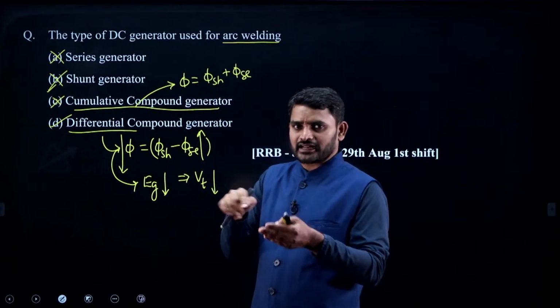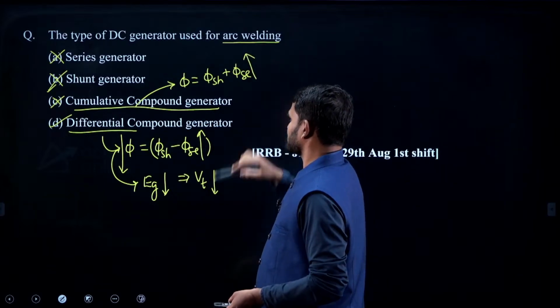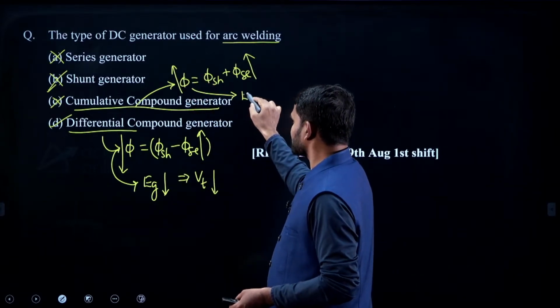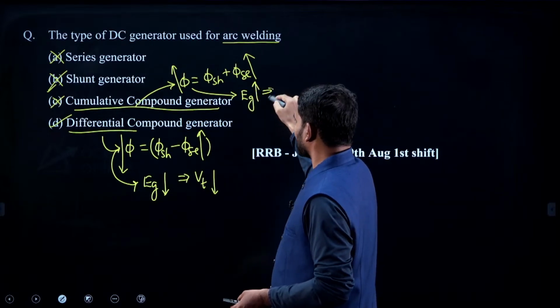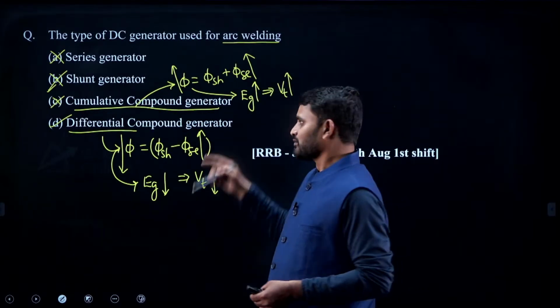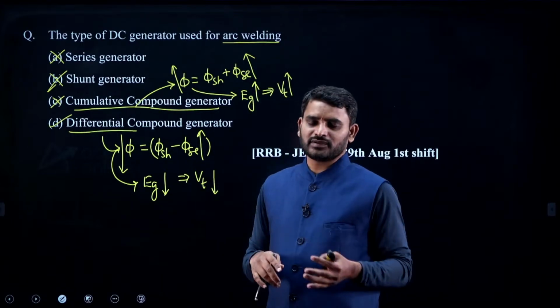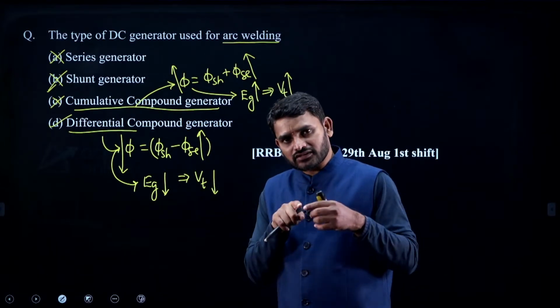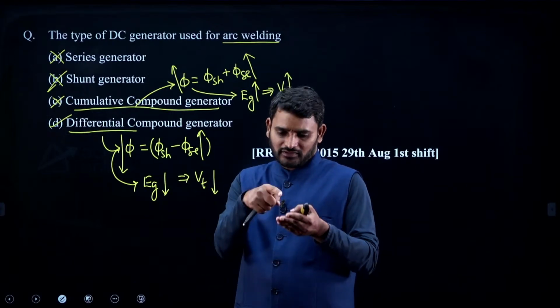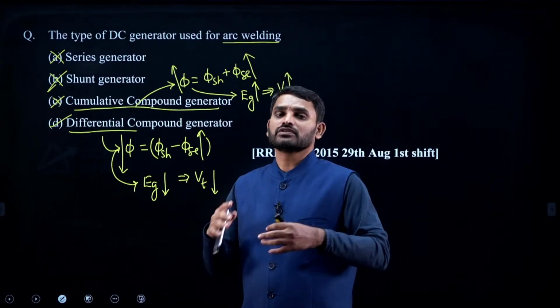Whenever you touch the welding rod, series field current increases, phi SC increases, resultant flux increases. If the resultant flux increases, generated EMF increases, terminal voltage also increases. Yes or no? If the terminal voltage increases, it continues. That means that potential difference increases. Now, that voltage drives a large amount of current into that job or welding rod, and the sparking continues.